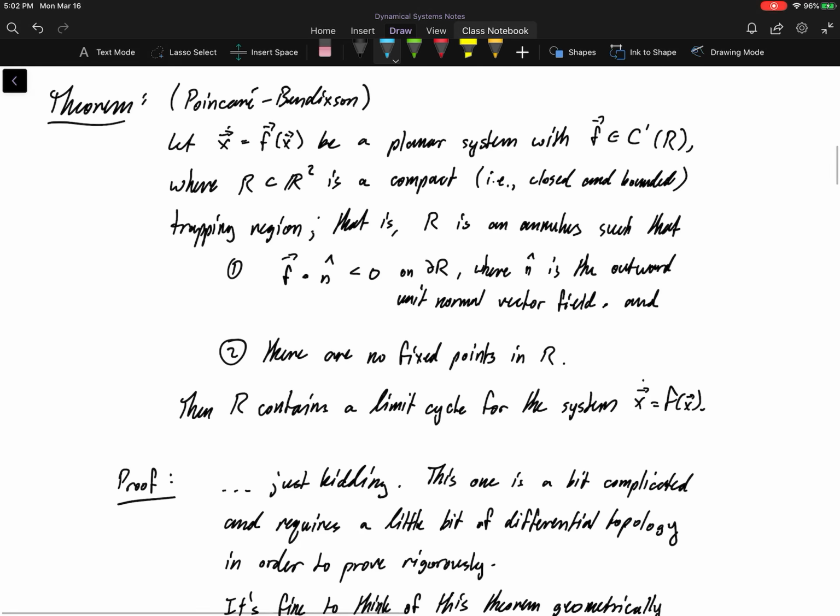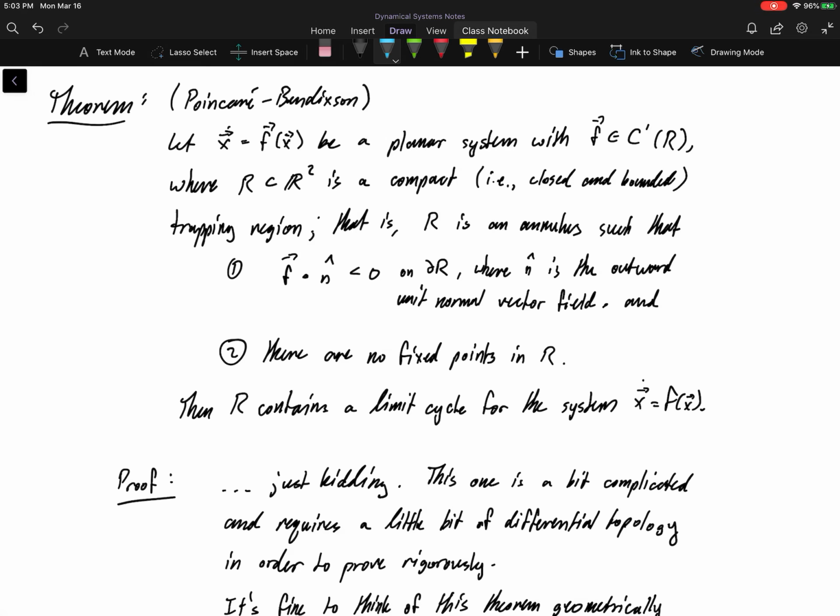Now this guy has a couple of different statements. Here's the first version. Let's go ahead and give ourselves our autonomous system, and this is specifically, again, for a planar system. This theorem is actually not valid in dimensions higher than 2. We'll see why when we start talking about chaos. But let's say that we're dealing with a C1 vector field, so it's continuous with continuous first partial derivatives, and R is going to be some compact trapping region.